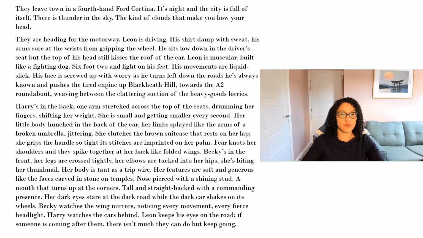They leave town in a fourth-hand Ford Cortina. It's night and the city is full of itself. There is thunder in the sky, the kind of clouds that make you bow your head. They are heading for the motorway. Leon is driving, his shirt damp with sweat, his arms sore at the wrists from gripping the wheel. He sits low down in the driver's seat, but the top of his head still kisses the roof of the car. Leon is muscular, built like a fighting dog, 6'2" and light on his feet. His movements are liquid slick. His face is screwed up with worry as he turns left down the roads he's always known and pushes the tired engine up Blackheath Hill towards the A2 roundabout, weaving between the clattering suction of the heavy goods lorries.